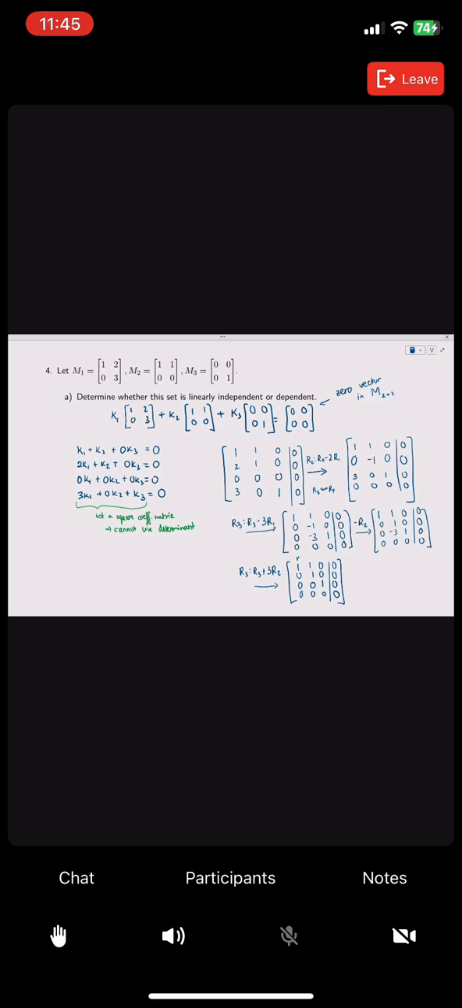So each column corresponds to those K1, K2, K3. And you can see there is a leading 1 for each of those. And so you can go from the below, the lowest one, that's K3 equals 0. Then next row, K2 equals 0 also. And from the first row, K1 equals negative K2, but K2 is 0, so this is 0. So they're all zeros. We call this the trivial solution.